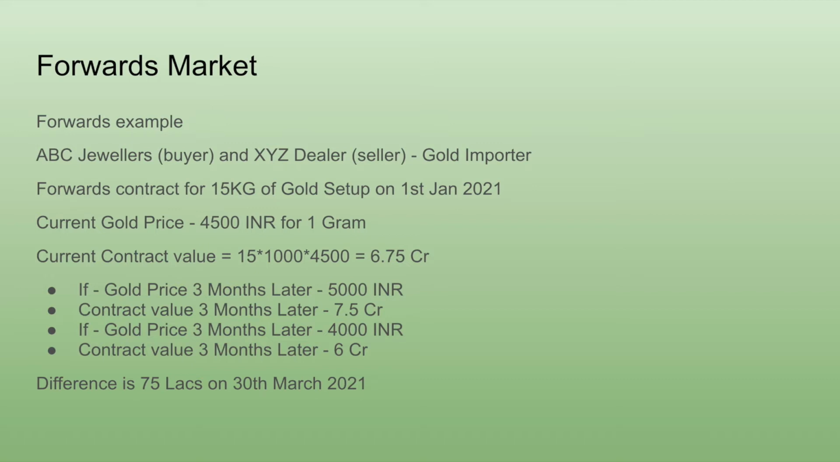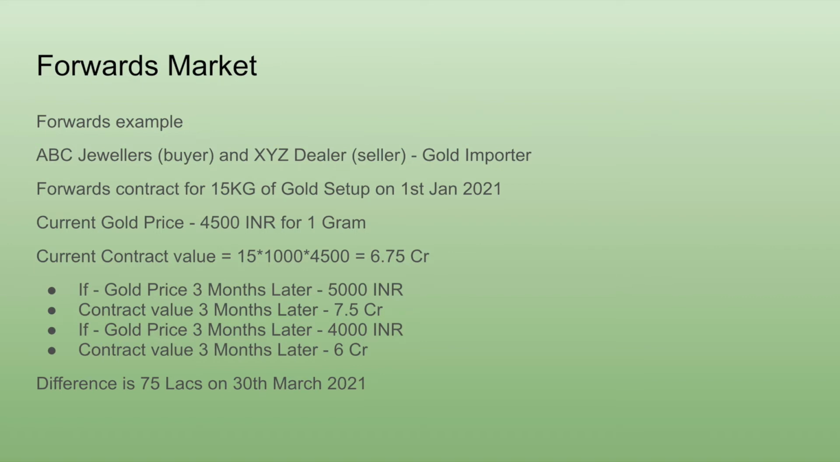An agreement of this sort is called a forwards contract or a forwards agreement. Now do note, the agreement executed on the 1st of Jan 2021, irrespective of the price of gold 3 months later, that is by the end of March, both ABC and XYZ, that is the jeweler and the gold importer, are obligated to honor this agreement.